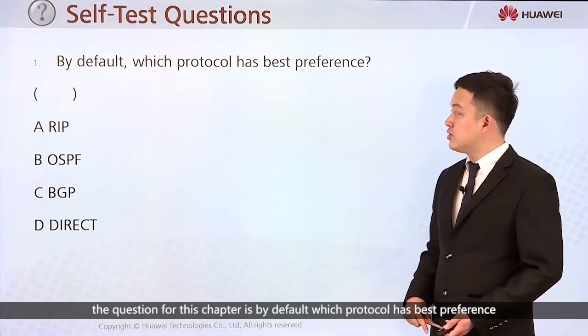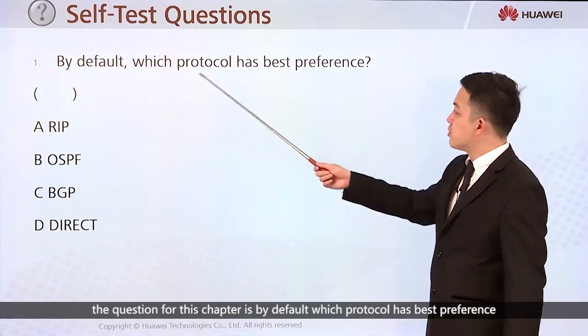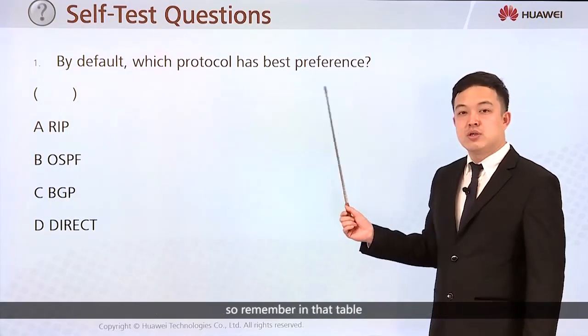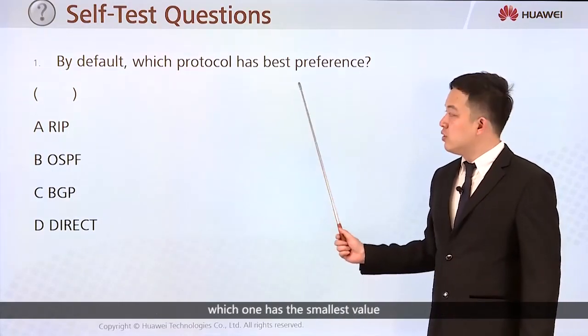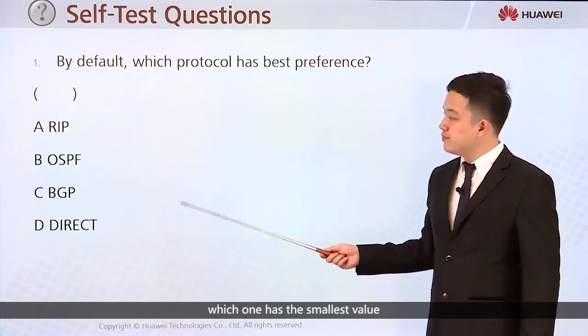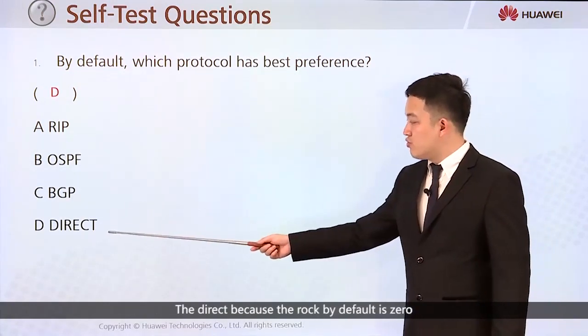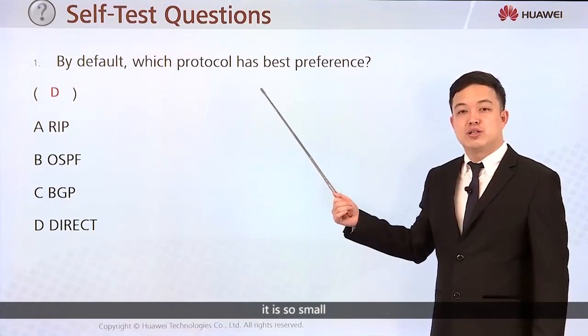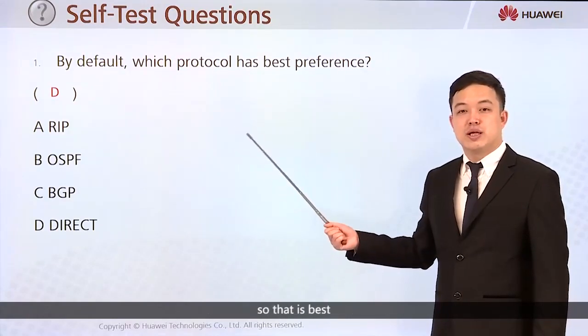The question for this chapter is, by default, which protocol has the best preference? So remember that table, which one has the smallest value? The direct, because direct by default is 0. It is so small, so that is best.